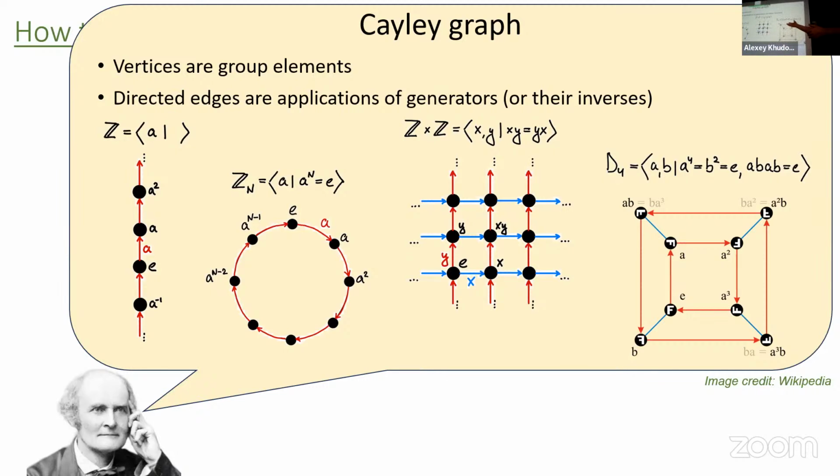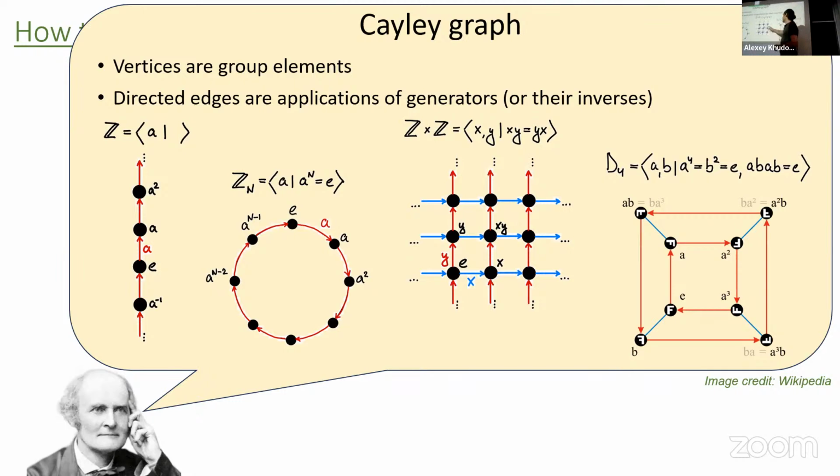So in this graph, vertices are group elements, and the directed edges between the vertices are applications of the generators or the inverses. Let's again look at these simple examples. For Z, this element is just the identity element. We can apply a generator and we come to the group element A. We can multiply it by A again, we come to A squared, and we can do this infinitely. Or we can apply A inverse, which means going in the opposite direction to the arrow, and we will get A inverse and so on. For the cyclic group Zn, we can apply A n times, and we have to come back to the identity. So the Cayley graph is a circle.